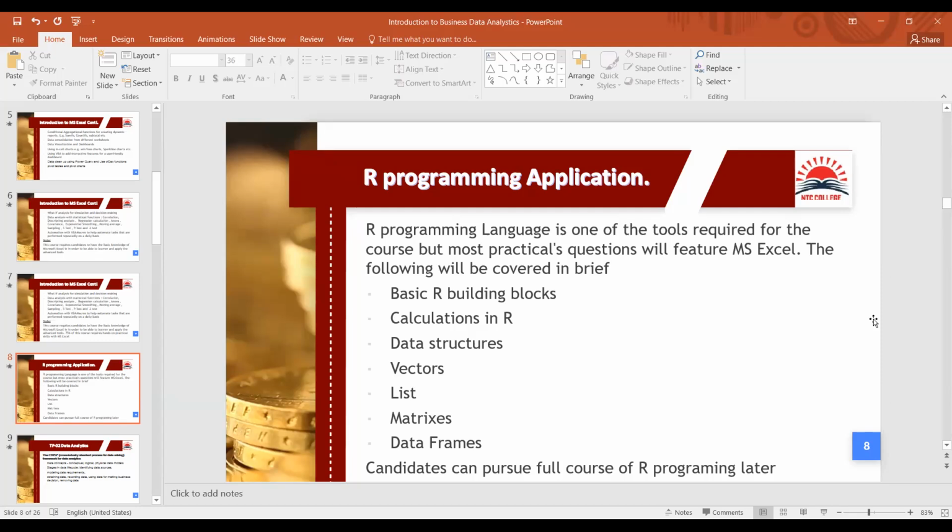Of course, there's also a rider that candidates can pursue a full course in R later at their own pace. And remember, what we'll be doing in Microsoft Excel, the same can be done with R. Now when you are choosing a tool for data analysis, as we'll be learning throughout the course, you'll be able to tell which one is more appropriate for the scenario that you have at hand.